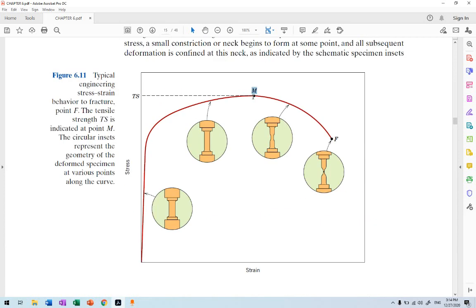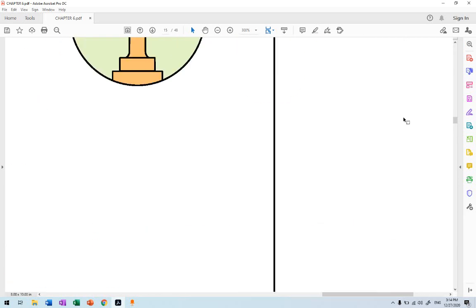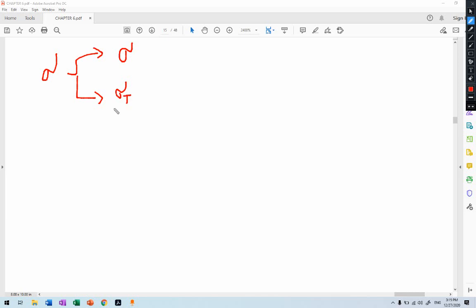Now, let me bring back the information that we discussed in the beginning. Remember, in the beginning, we said that stress will have engineering and true. And this basically will give us a true strain. The first one is going to give us the engineering strain. The second one is going to give us the true strain.